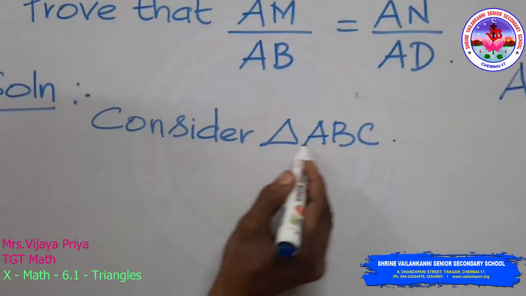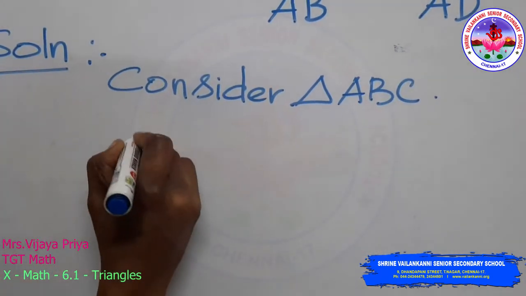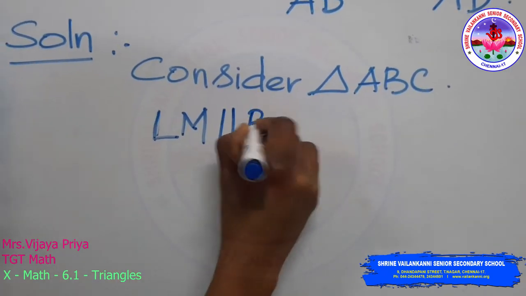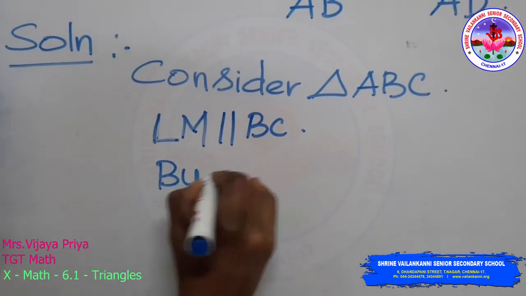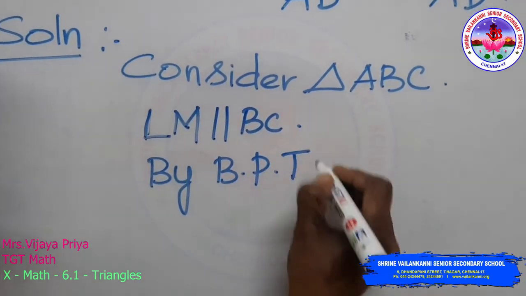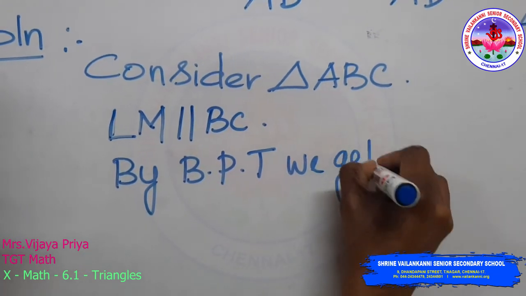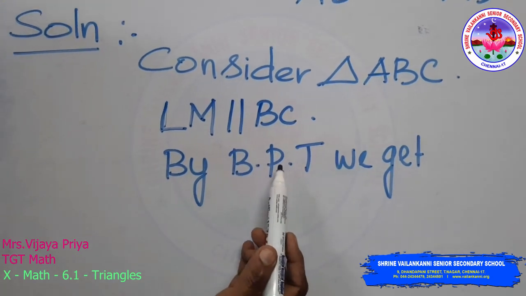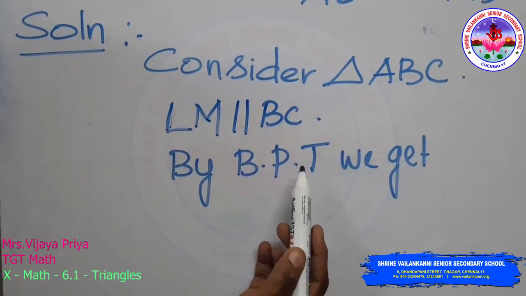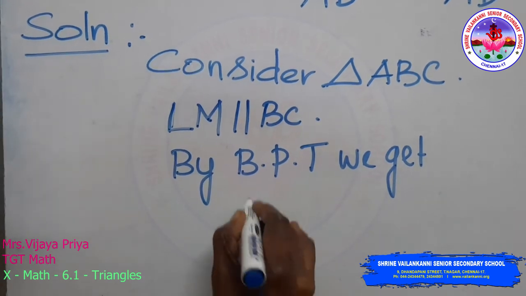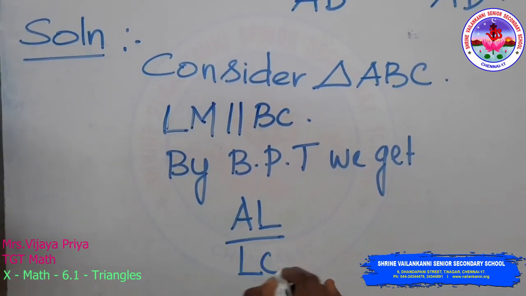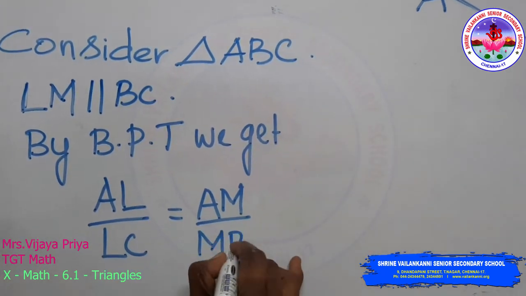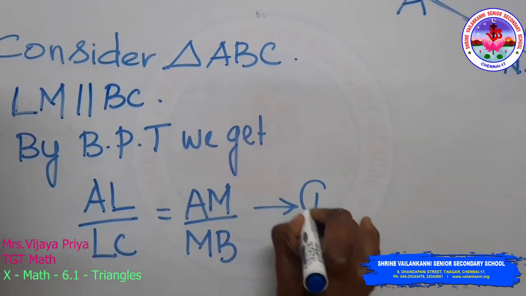So now consider triangle ABC. In ABC, it is given that LM is parallel to BC. So by the basic proportionality theorem, we get: if a line is drawn parallel to one side of a triangle intersecting the other two sides, then the other two sides are divided in the same ratio. So we get AL by LC is equal to AM by MB. Calling this equation 1.